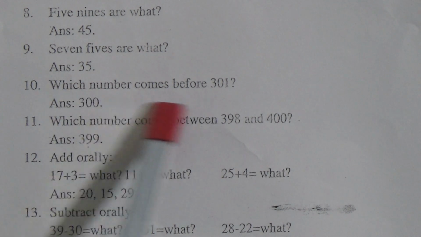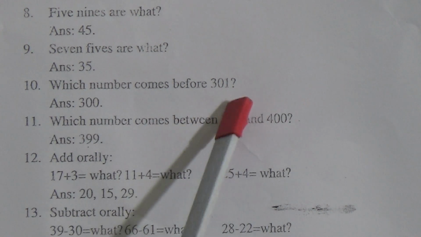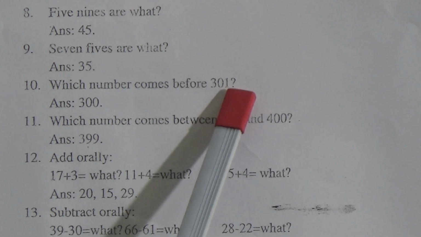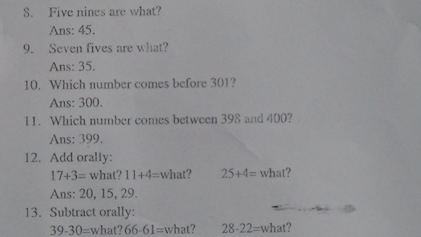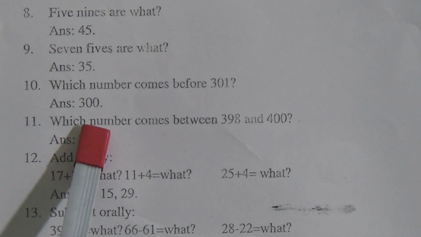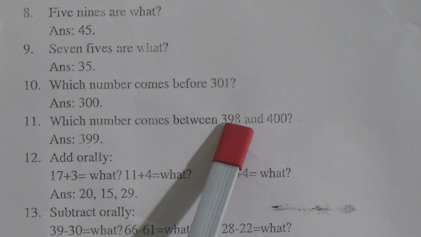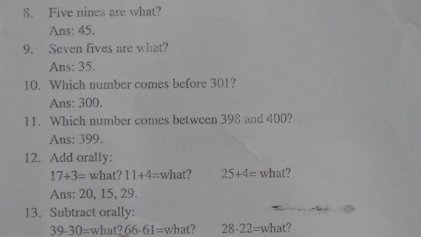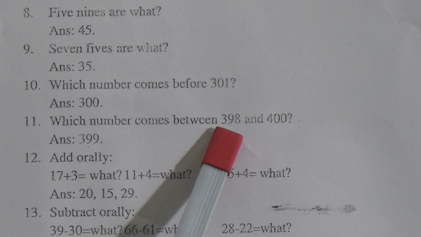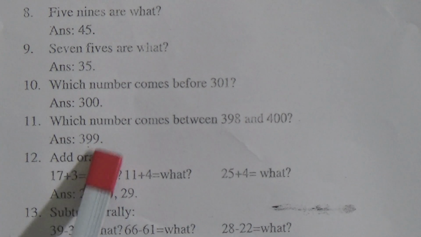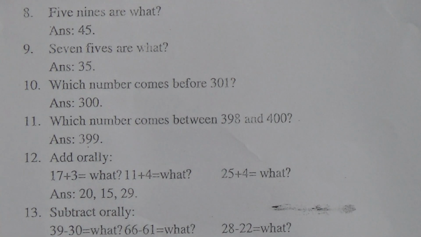Which number comes before 301? So which is the previous number of 301? The previous number of 301 is 300. I hope you have understood. Next, which number comes between 398 and 400? Between these two numbers, 399 comes. So read the question, 398, 399 and 400. So 399 is the middle number of 398 and 400.